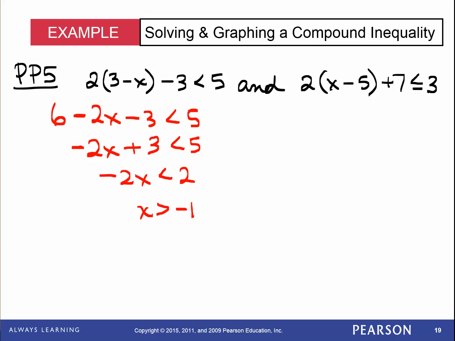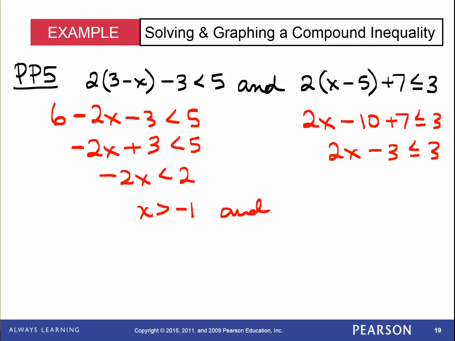Cool. On the other side, distributing the 2 times x, 2 times negative 5, plus 7 greater than or equal to 3. Cool. Let's see. Gathering together like terms, so negative 10 and 7 makes a negative 3, or minus 3. Adding 3 to both sides gives you a 6 on the other side now, and divide by 2 gives you x less than or equal to 3.